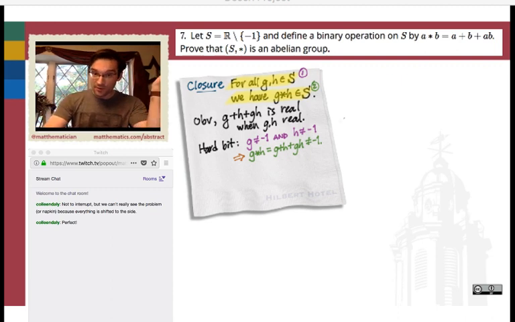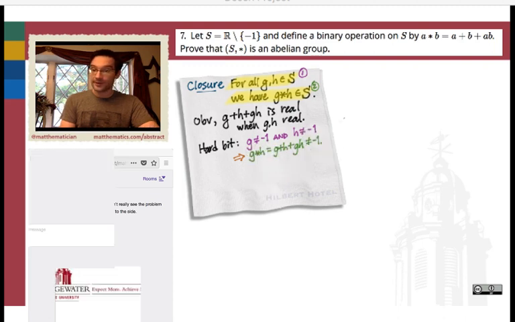Why should we expect that to be true? Well, we shouldn't expect it to be true. We should verify that it's true. The form that it's written in makes me think that it's probably not going to be the best idea to use a direct proof. Right? If I try to use a direct proof, then I'm going to start by assuming that G and H are not equal to -1.